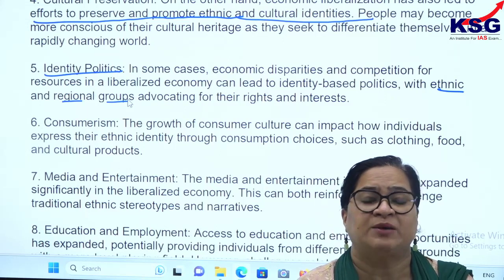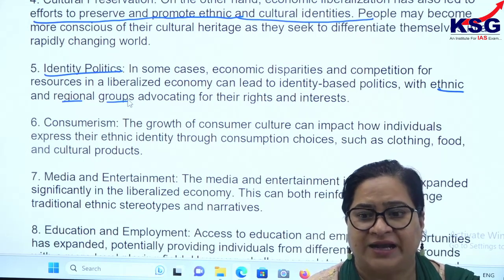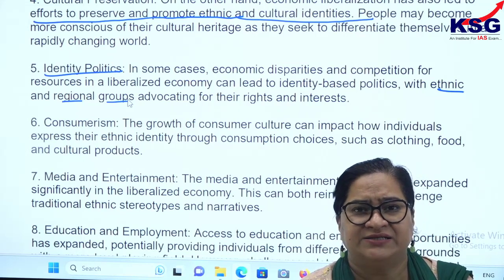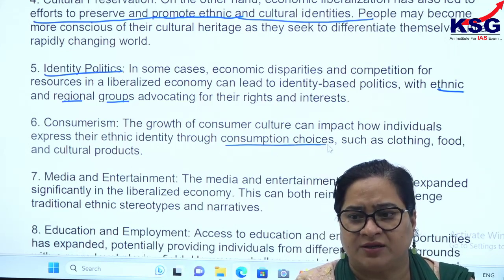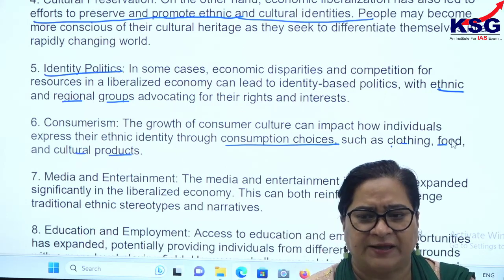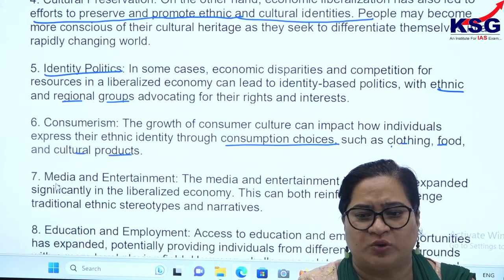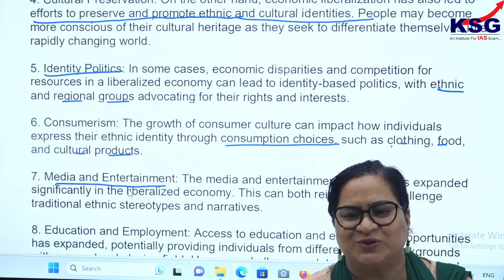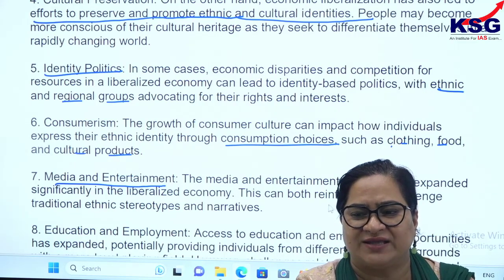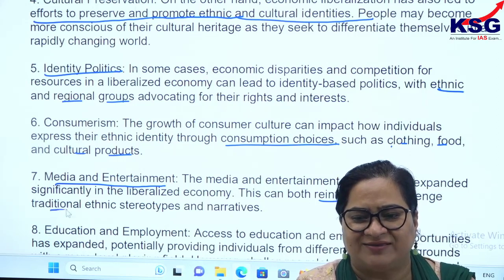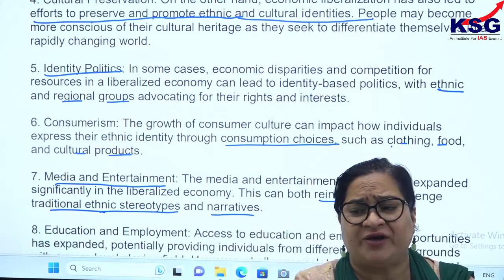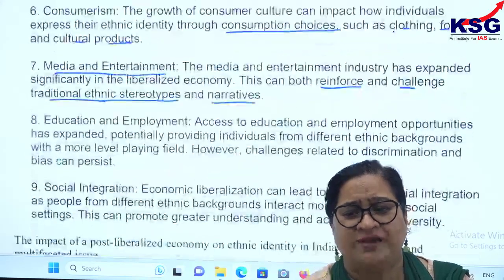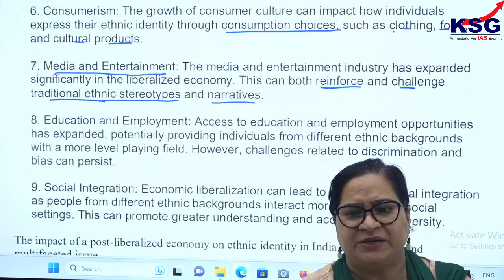It will be pro some other vernacular language, they'll go for that language. In the process, somewhere, identity and ethnicity will get compromised. So consumerism also shapes the consumption choices, the cultural products, clothing, food, all of it. Again, media and entertainment can also impact by reinforcing or challenging traditional ethnic stereotypes and narratives. So glorifying a specific thought process, glorifying a way of existence, all that can be connected.